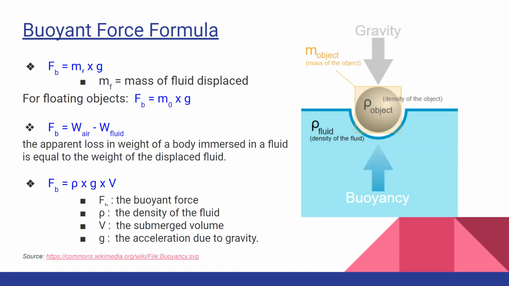And then V is the volume of the part of the object that's submerged in the water. For example, if the object sinks, that volume would be the entire object volume. But if it's like the ball in this picture, where it's just halfway floating, that V would be half of the sphere's volume.